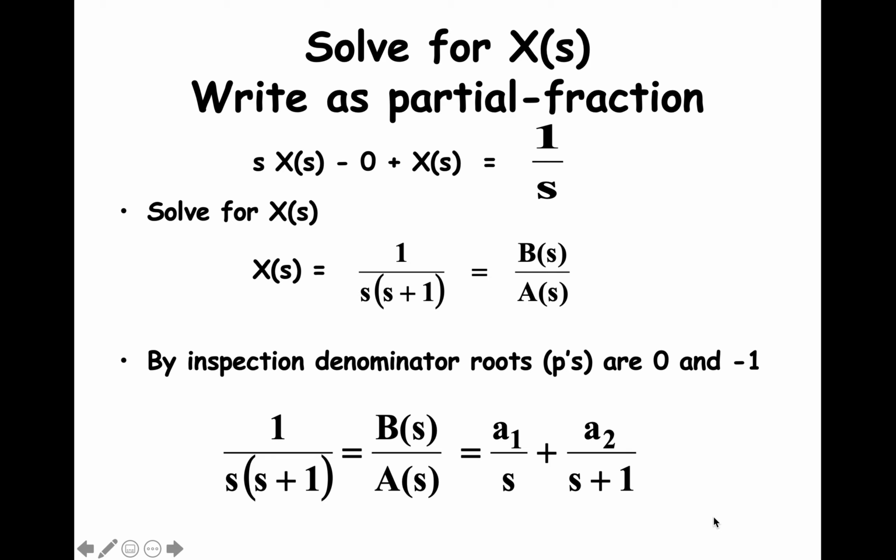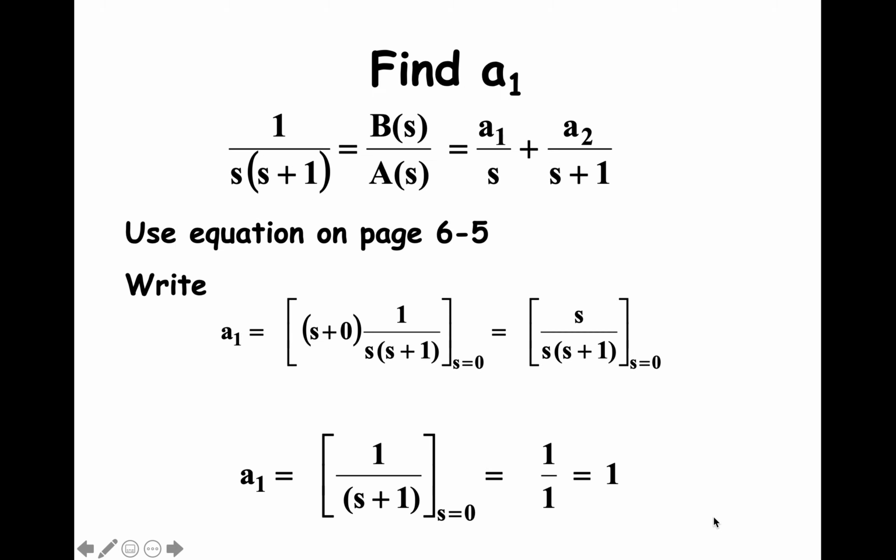But I want you to solve it using partial fraction expansion. We can write the partial fraction expansion of the expression as a1 over s plus a2 over s plus 1. The next step is to find a1 and a2. To find a1 by hand, we use the equation from page 65. We multiply both sides by s plus 0, and then we set s equal to 0.